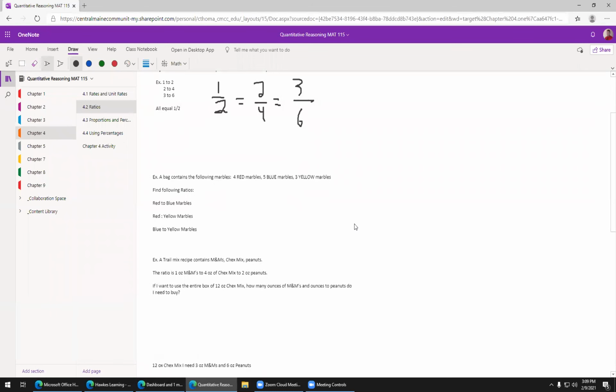And so when we're doing ratio problems, we're just comparing things that are the same. So these are all marbles. Even though they're different colors, they're all marbles. So find the following ratios: red to blue marbles. So there's 4 red.